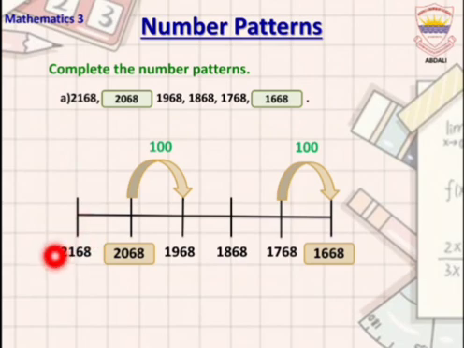We write 2168, then 2068. After that, the number is 1968. Our fourth number is 1868. Our fifth number is 1768. And our sixth and last number is 1668.